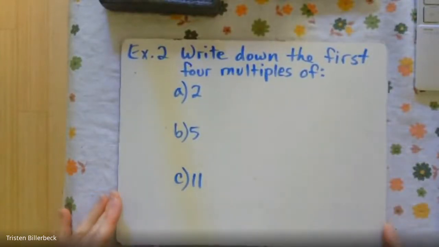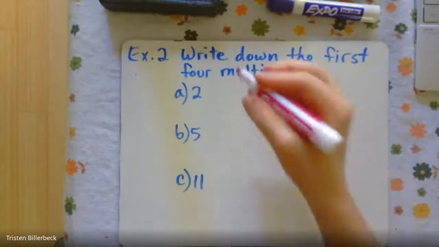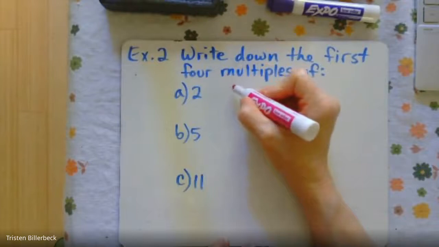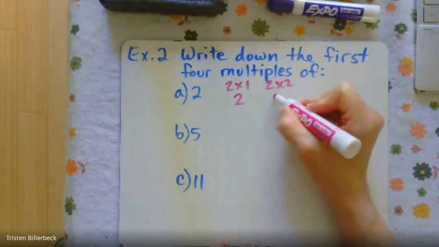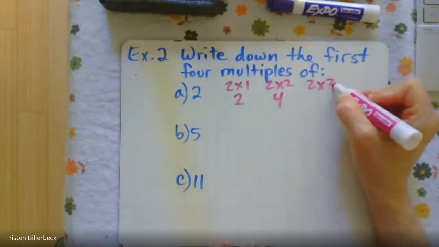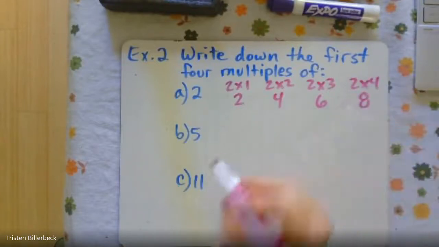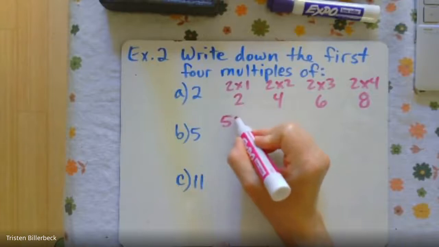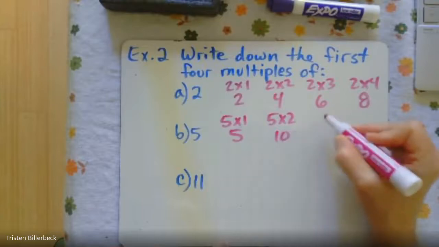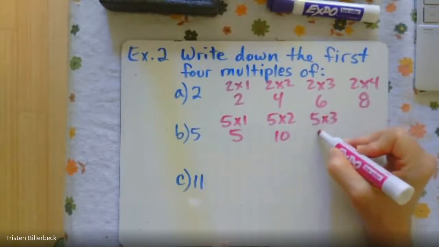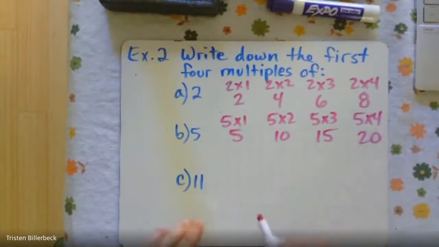So let's write down the first 4 multiples of 2. So we have 2 times 1 is 2. 2 times 2 is 4. 2 times 3 is 6. And 2 times 4 is 8. And now let's do that for 5. 5 times 1 is 5. 5 times 2 is 10. 5 times 3 is 15. And 5 times 4 is 20.